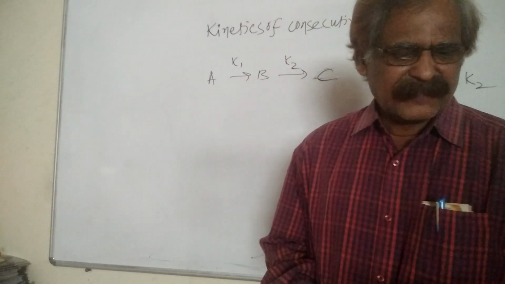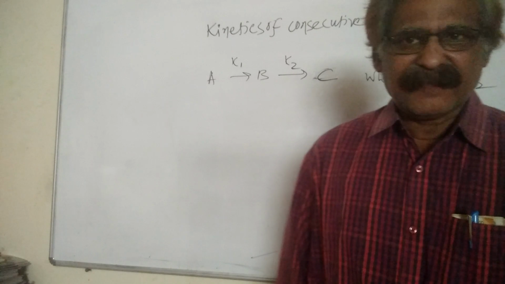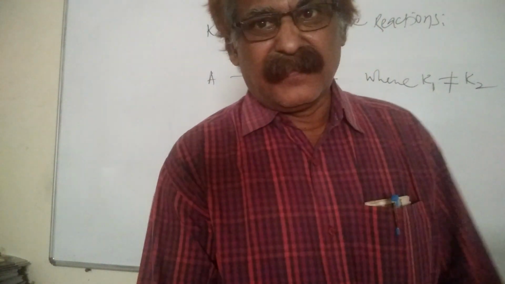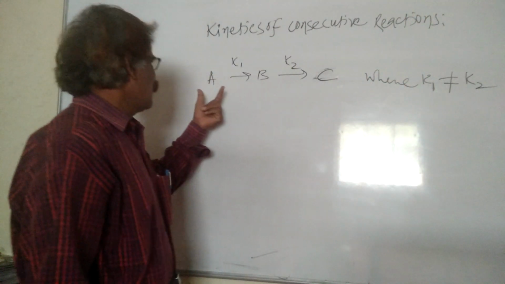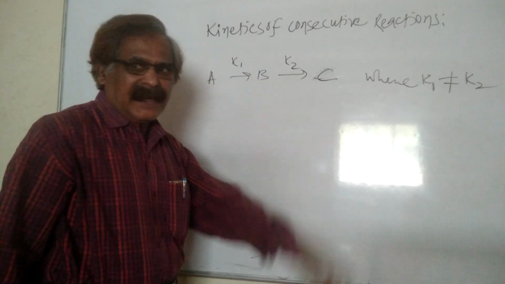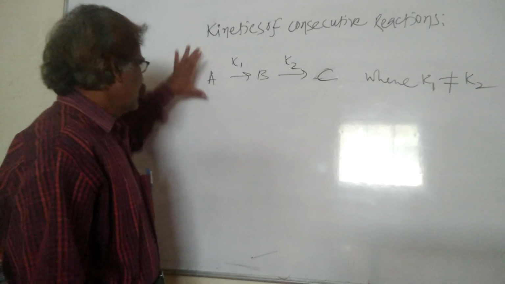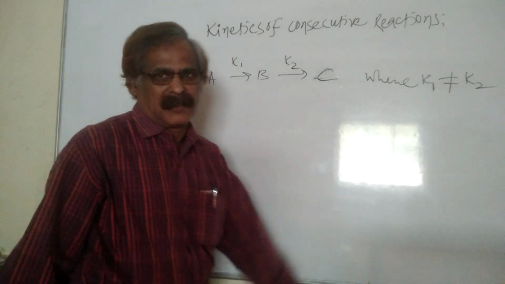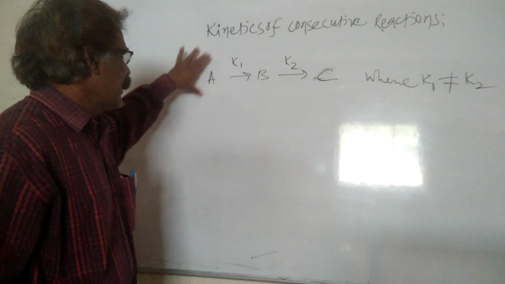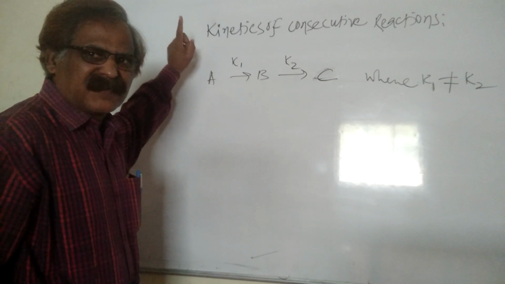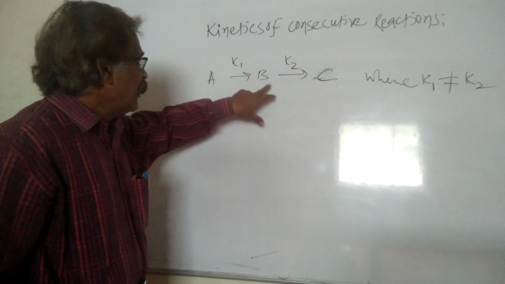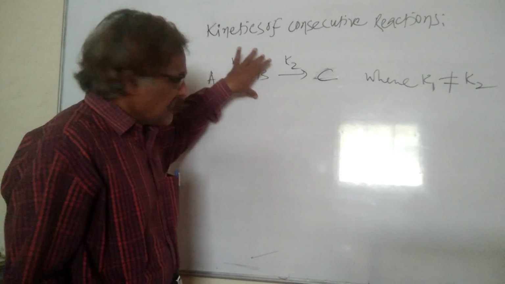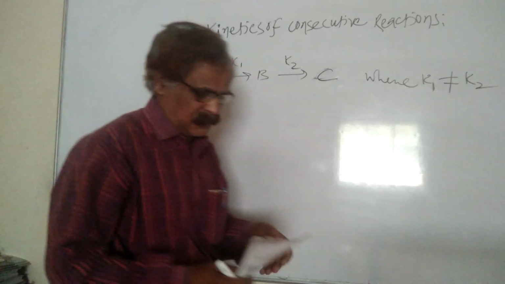Now, this is the simplest case of consecutive reaction in which both these stages are of first order. A is converted into B, B is converted into C. Both the conversion of A into B and the conversion of B into C are first order reactions. The rate of conversion of A into B depends upon the concentration of only one reacting species, therefore this is obviously a first order reaction. Again, the rate of conversion of B into C depends upon the concentration of B. In other words, this is also a first order reaction.